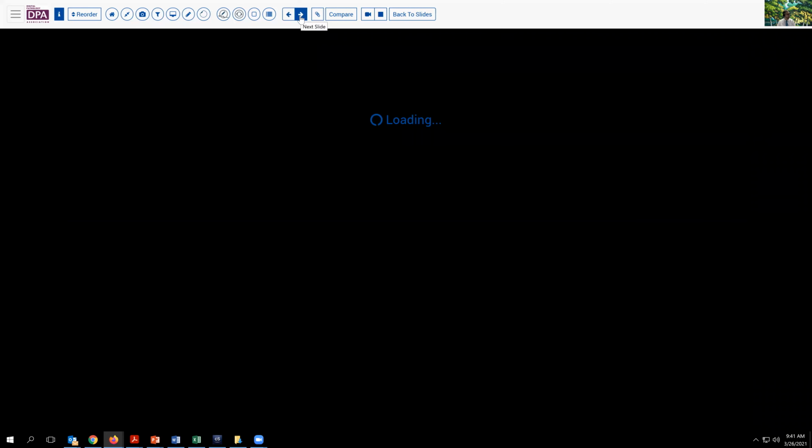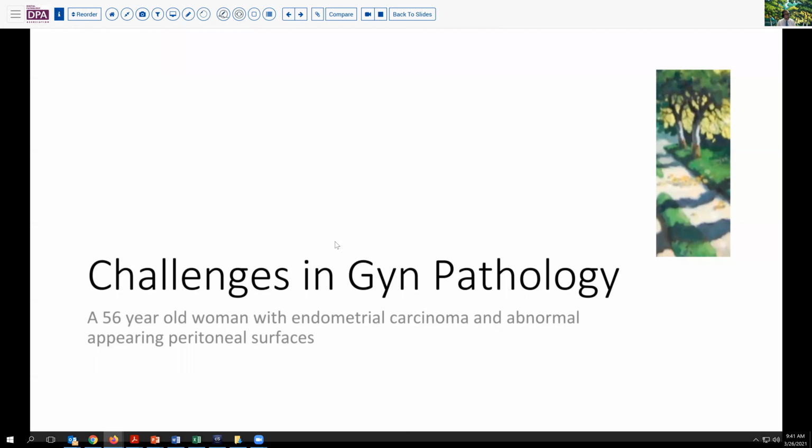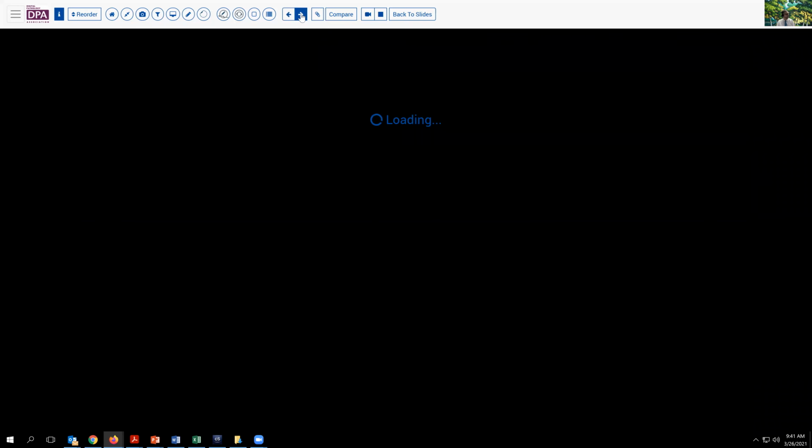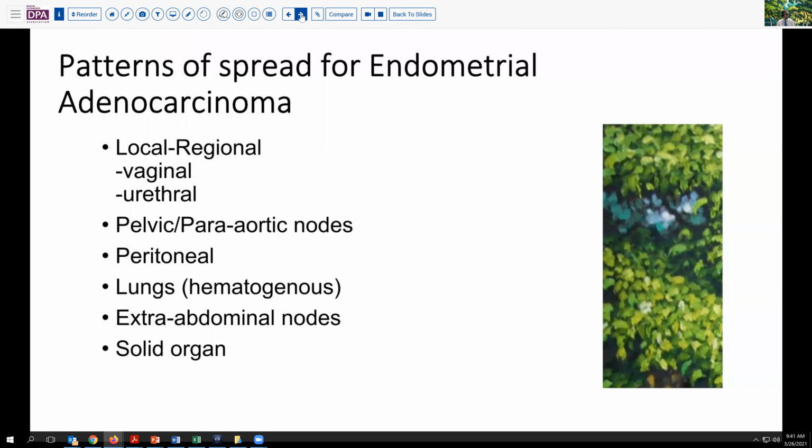So our case today is another carcinoma from the area of GYN pathology. It's a 56-year-old woman who has a prior biopsy showing endometrial carcinoma with squamous differentiation. On initial evaluation, doing this via the laparoscope, the surgeon noted an abnormal peritoneal surface. And I think this raises the question of what is the usual pattern of spread for endometrial adenocarcinoma?